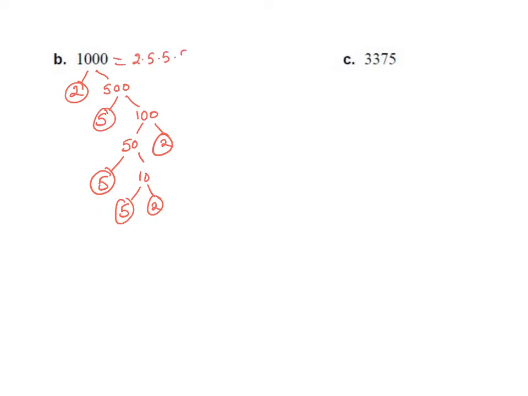So 1,000 is 2 times 500, that's 5 times 100, 5 and 2 are both prime, 100 is 50 times 2, 5 times 10, this is 5 times 2. So when I do this, I find out 1,000 is 2 times 5 times 5 times 5 times 2 times 2. So I want to look for, can I break this factorization down into 3 equal groups? So first I look at the smallest number. So I've got 3 2s, that's good.